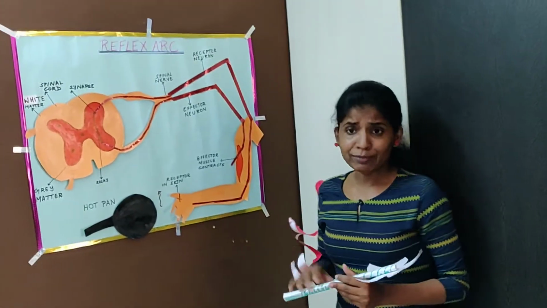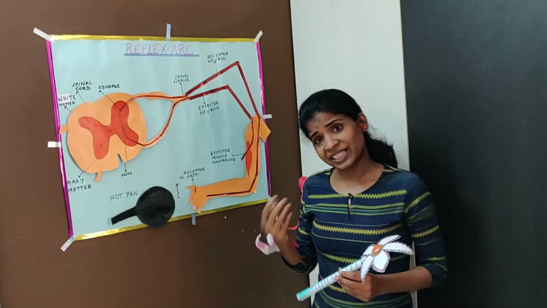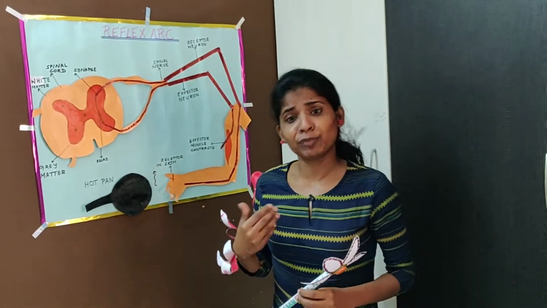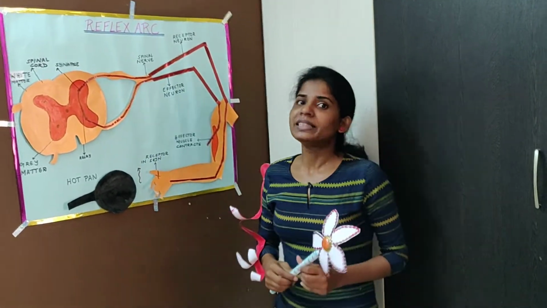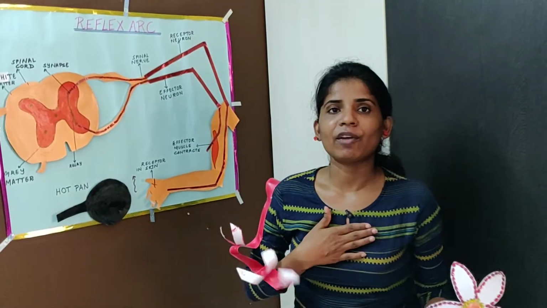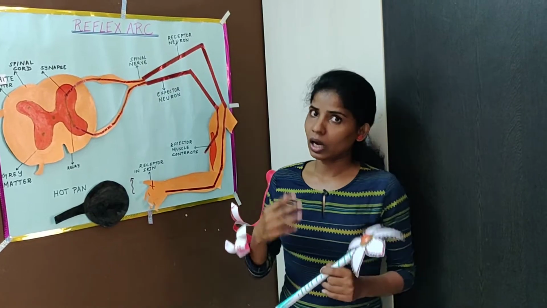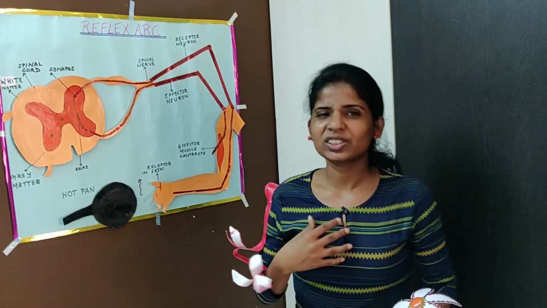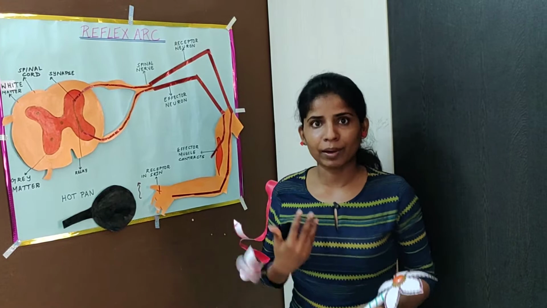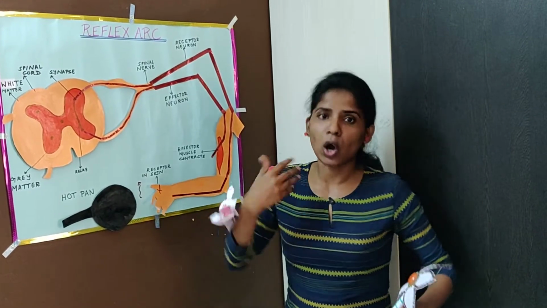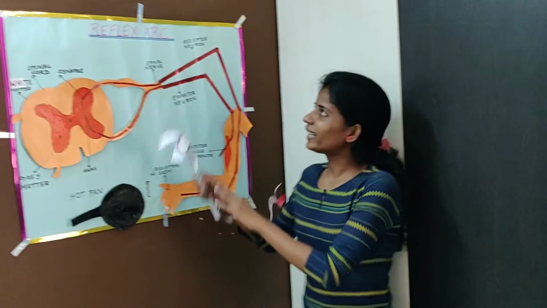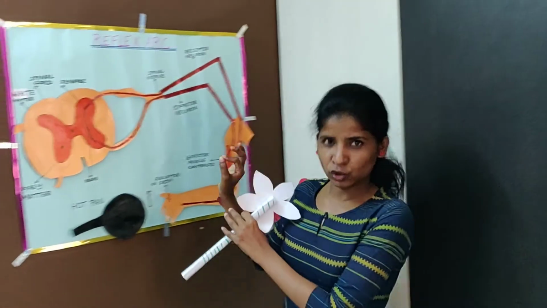Can you tell me some examples of involuntary actions that we do in day-to-day life? Yes, let me give you one example: blinking of the eyes and our heartbeat. These two are involuntary actions. Why? Because they are not in the control of our brain, and they happen automatically. Let us see this in a short way.